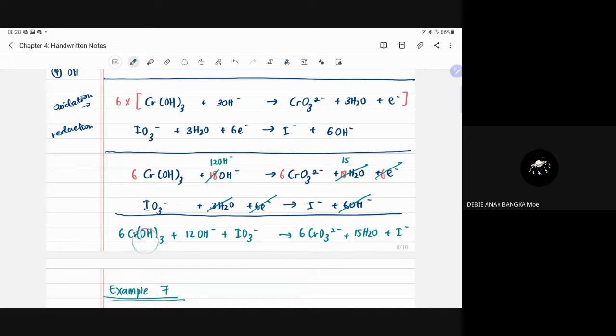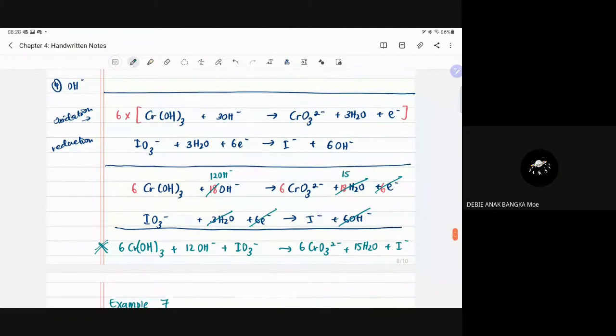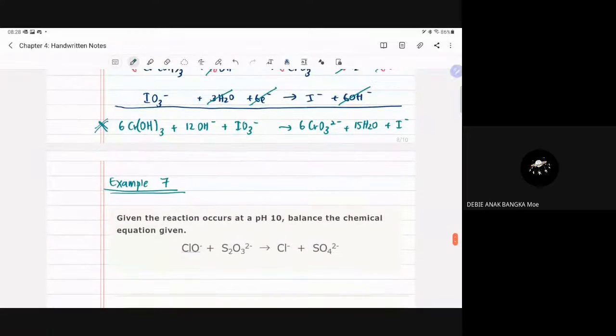And then kita tengok charge. Ini charge dia kosong. 6 kali kosong, kosong. Ini charge dia negatif 1 tapi ada 12. So negatif 12. Tambah negatif 1, negatif 13. Ini 6 kali 2, negatif 12. Tambah negatif 1, negatif 13. So this is balance. Okay. Right. Habis salin lah. Okay, salin kejap before. Okay. Dah. Good.